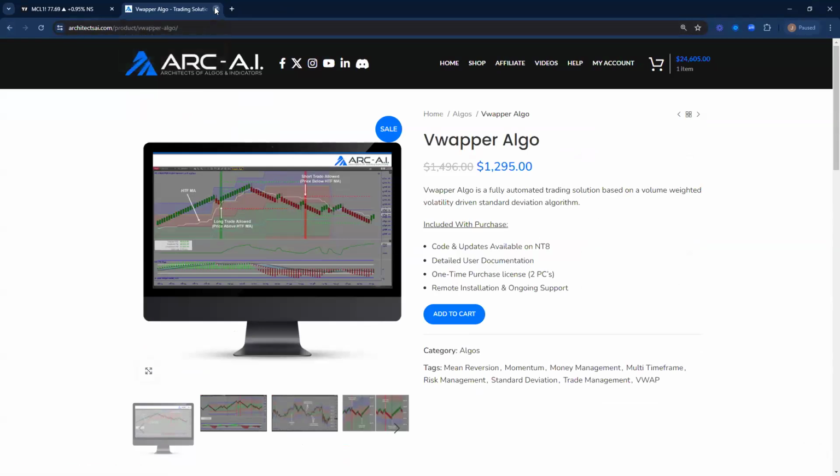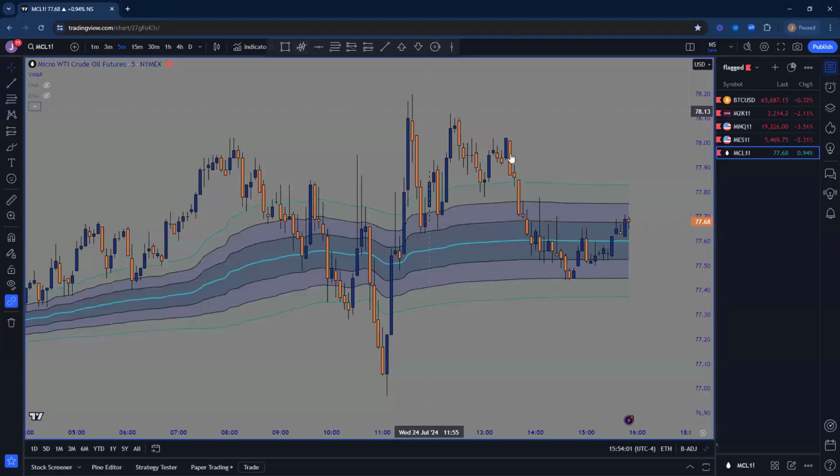So that is the exhaustive overview of all of the algos. Now you know everything. So let me reconnect and we're going to dive into VWAPer.